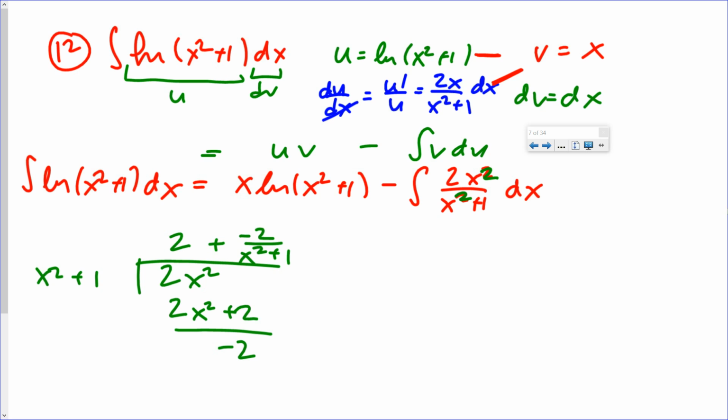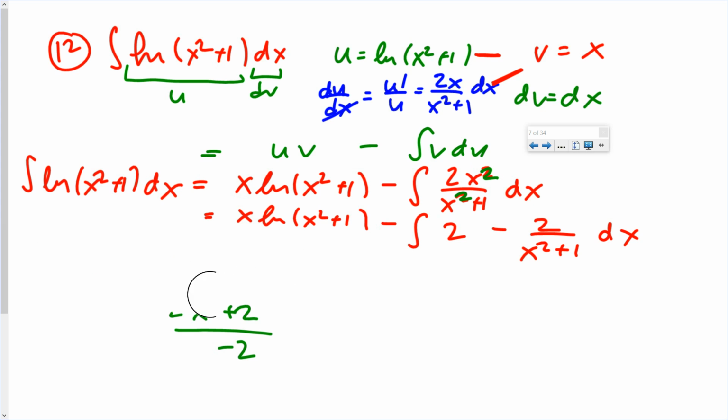So my answer here is going to be equals x ln of x squared plus 1 minus the integral of 2 minus 2 over x squared plus 1 dx. Is everybody good so far? All I did was rewrite what 2x squared over x squared plus 1 is. All right, I'm going to erase my long divide.